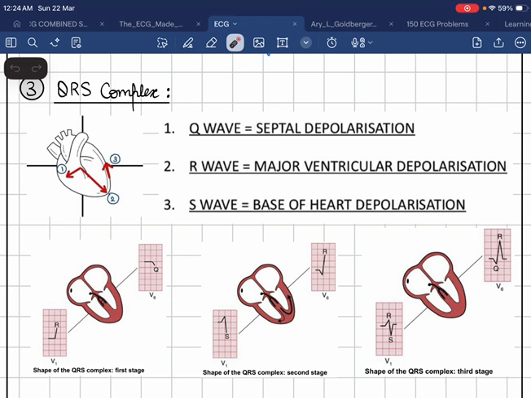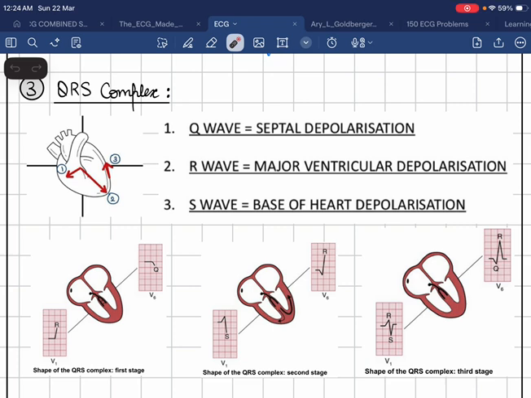In the first stage we have the depolarization of the interventricular septum. The direction is towards the right side. So in lead V1 we have positive deflection, that is the R wave, whereas in the V6 lead we have negative deflection, that is the Q wave.